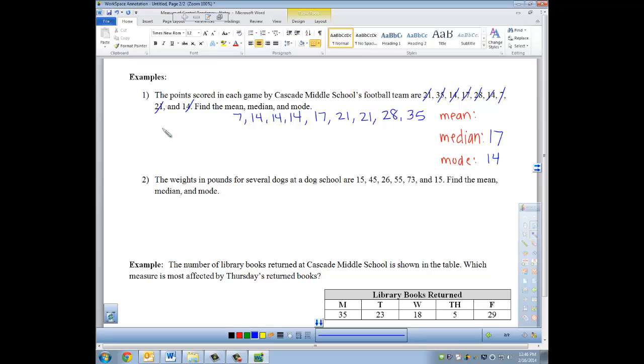And then the mean, you're going to add up all the numbers, so 7 plus 14 plus 14 plus 14 plus 17 plus 21 plus 21 plus 28 plus 35. And then we're going to divide by the number of numbers we have. We have 1, 2, 3, 4, 5, 6, 7, 8, 9. So divide by 9. So all of this, that sum is going to be 171. Then divide it by 9, we're going to get 19. So our mean, the average number, is 19.